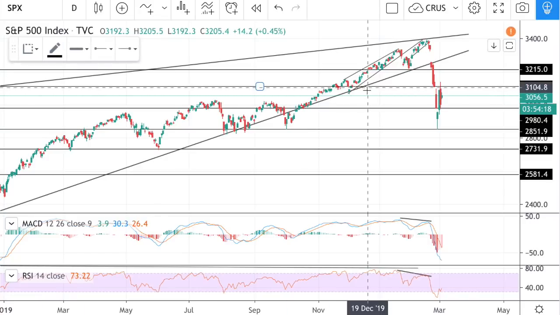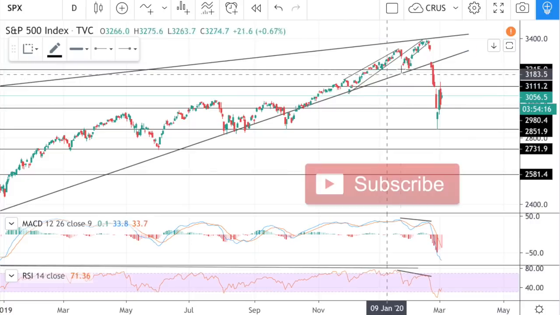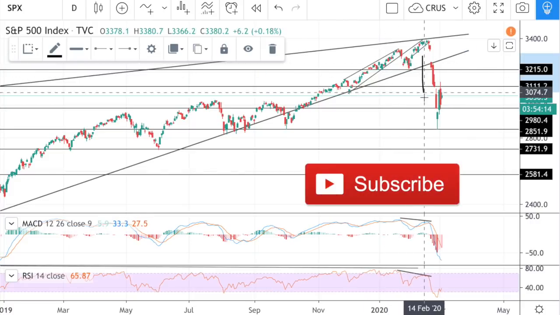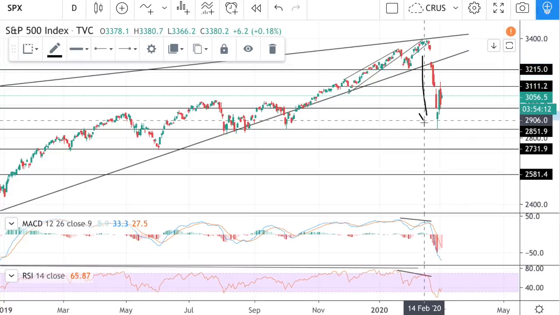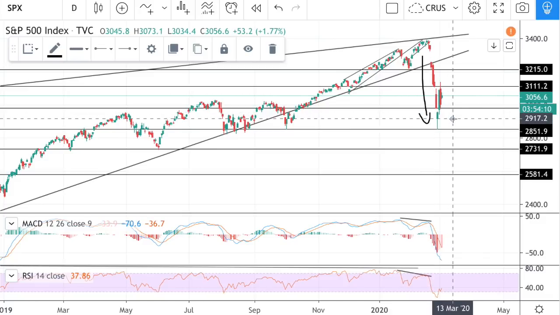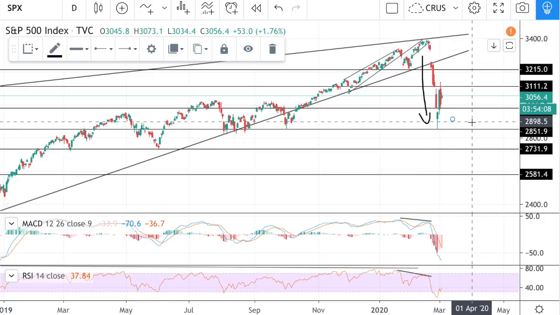We have switched from a slow grind up to a more volatile type of price action, which is definitely what we want to see as swing traders in the markets. And so far on this channel, we have been quite successful with this.